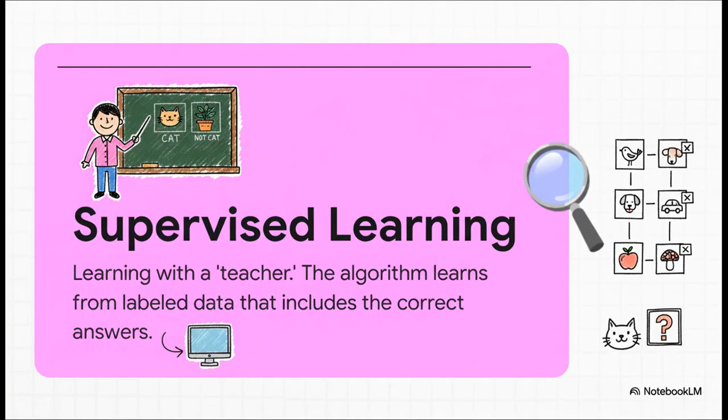Okay, so a huge chunk of machine learning is what's called supervised learning. And honestly, the best way to think about it is learning with a teacher. We give the algorithm a whole data set where all the answers are already labeled. For example, we show it thousands of pictures, each one labeled cat or not a cat. And after seeing enough examples, it starts to figure out what a cat looks like on its own.